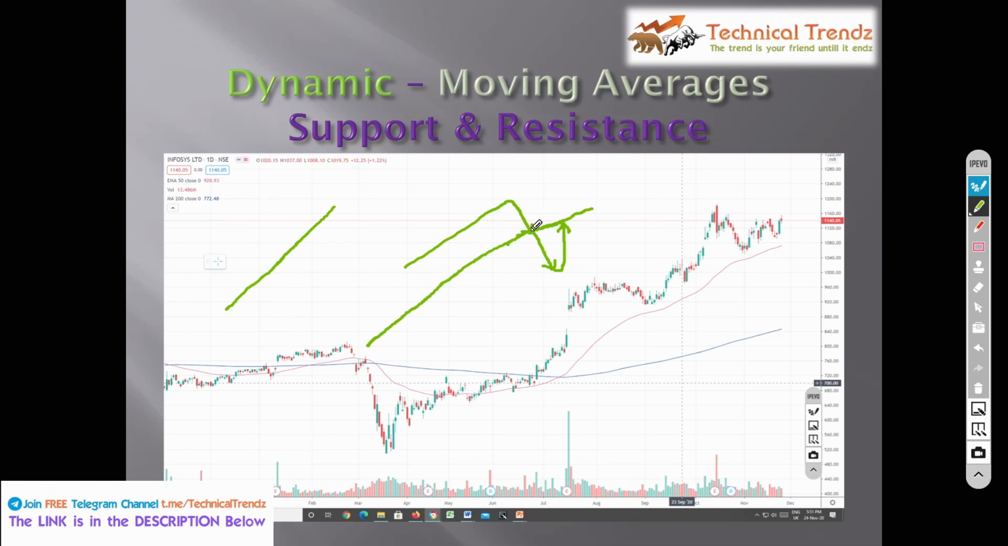You can see dynamic means here the price level is different, and here the price level is different. So it will change according to the price action and according to the moving average levels. So that's how the moving average will act as dynamic support and resistance. Let's see the next one.